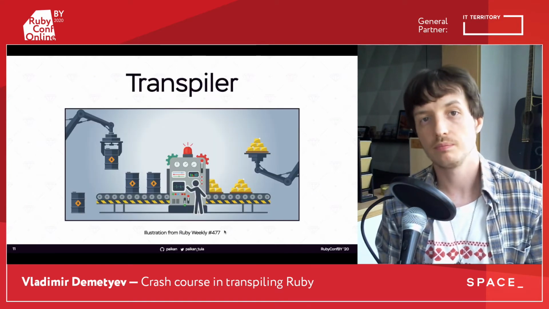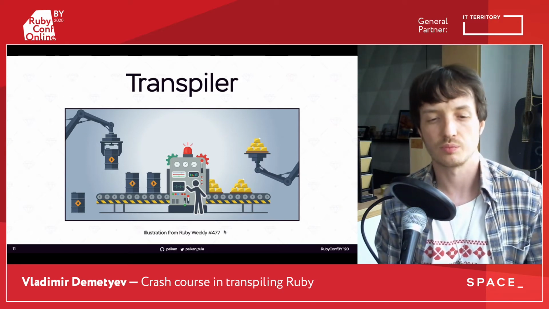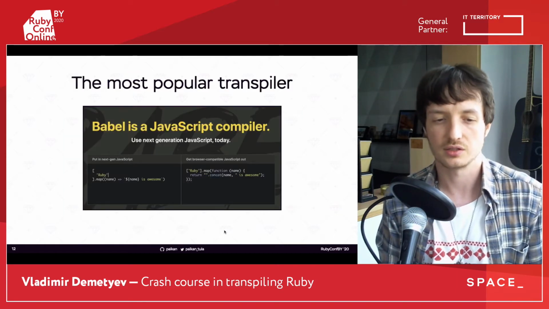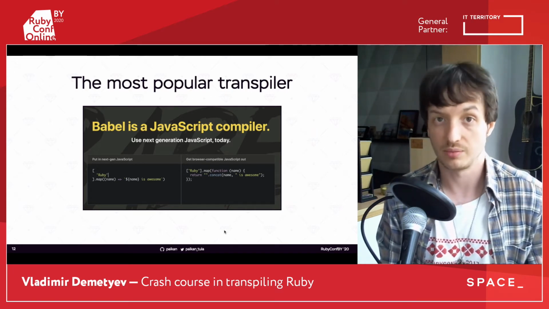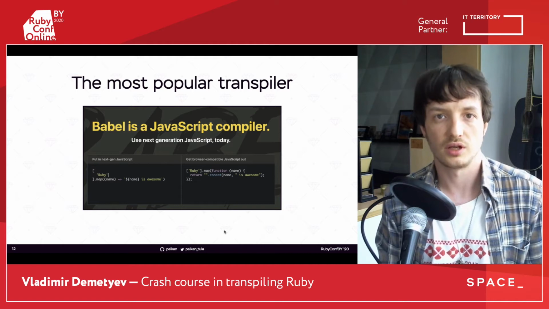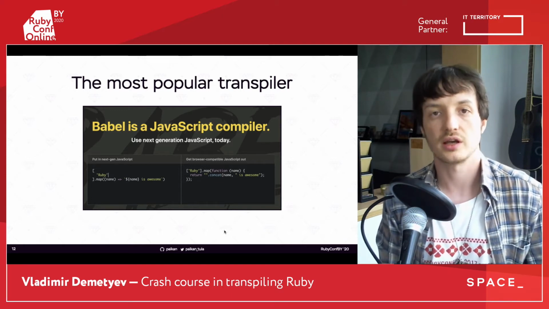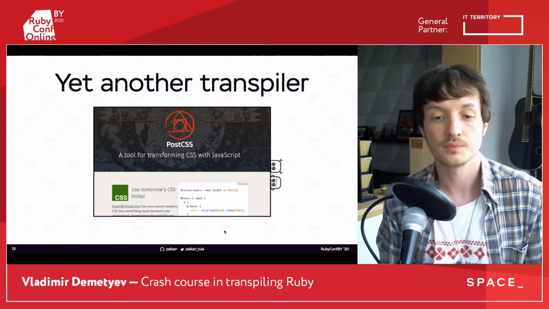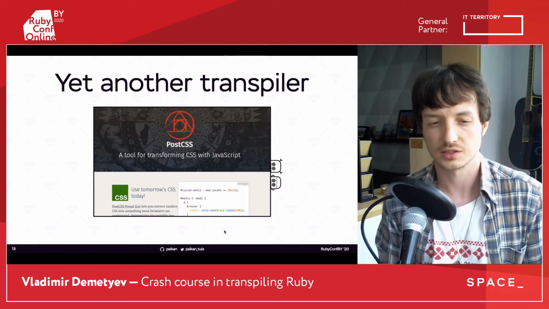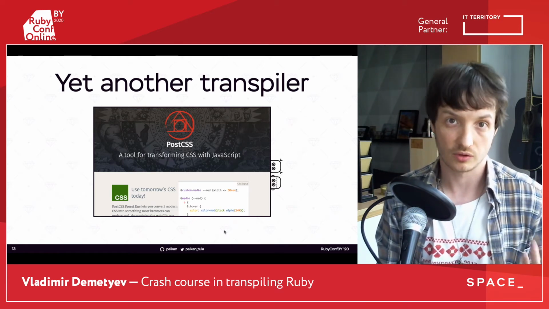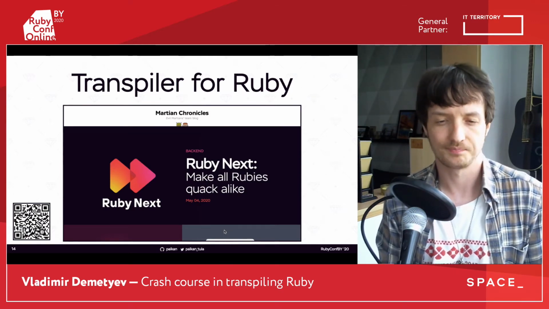You have probably heard about transpilers from the JavaScript world. The most popular transpiler out there nowadays is Babel. It's a JavaScript compiler; a transpiler is actually a specific kind of compiler, but we're going to use the transpiler naming. Another one, for CSS, is PostCSS. It also acts as a transpiler; that's one of its responsibilities. And very recently, we also have a transpiler for Ruby called RubyNext, which I'm the author of. I'm going to talk about how RubyNext works today as a transpiler.